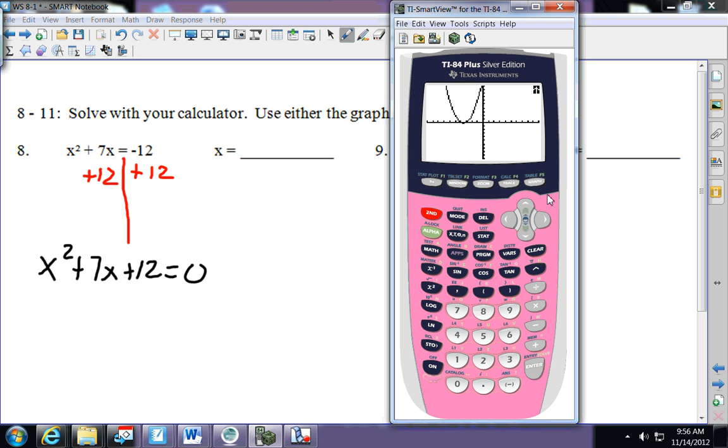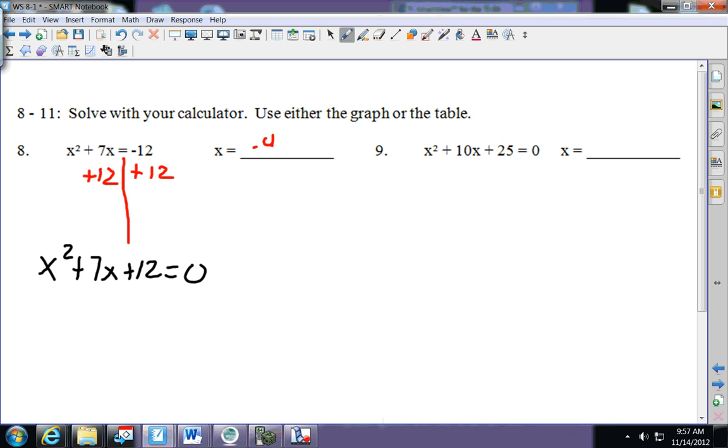Let's look in our table, because you can't always rely on the graph. I know it's in the negative, so let's go backwards. And look, -4, 0, -3, 0. Those are my solutions. So I have x equals -4 and -3. You can write it like that, or -4, 0 and -3, 0.